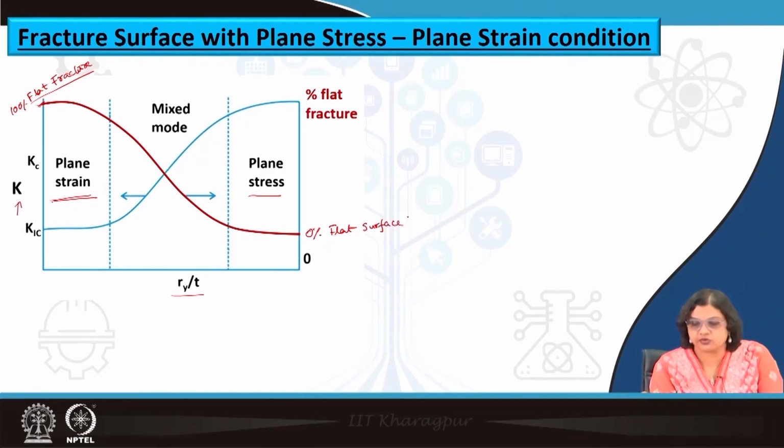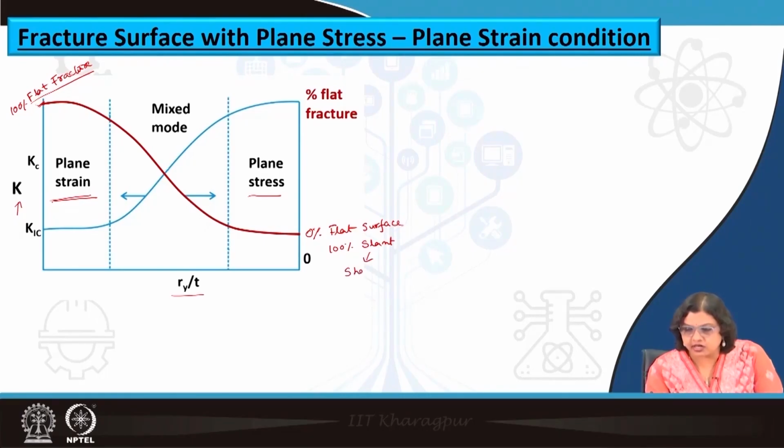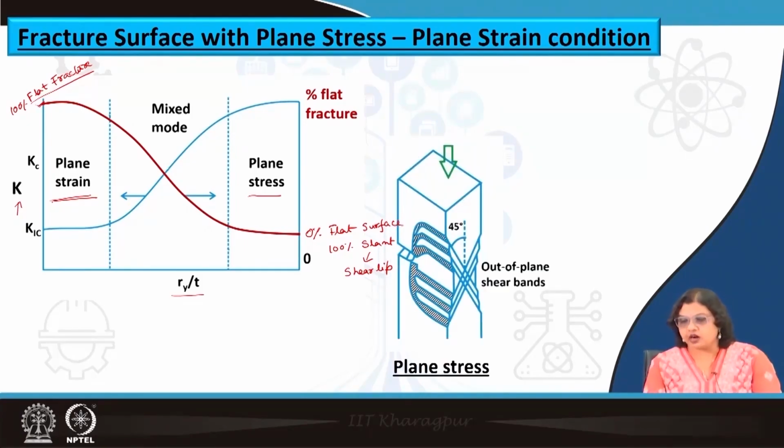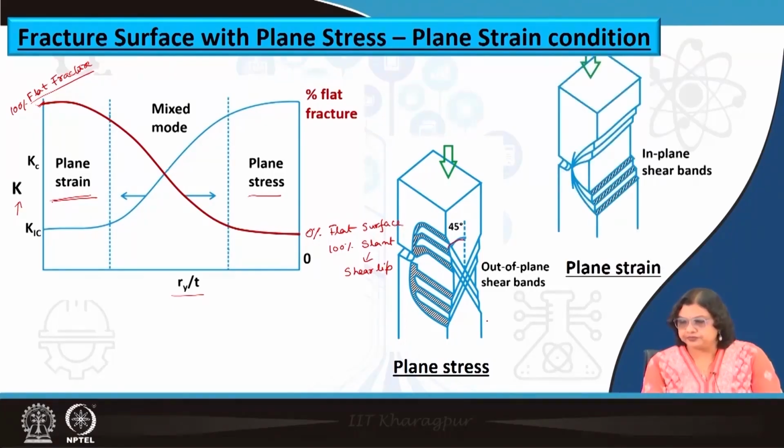So, if we plot the opposite, this should be either 100% slant, or at least there will be some slant fracture surface, and this slant part is nothing but the shear lip, which we have seen deviates along 45 degrees. So, just by looking at the fracture surface itself, we can figure out whether plane strain or plane stress condition has been active. You have seen that this is deviated along 45 degrees, and in this case we are seeing a continuously flat fracture surface. Okay. So, that leads to the plane strain condition or the plane stress condition.